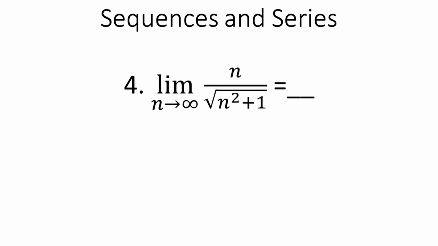Question number 4. Limit n tends to infinity n by square root of n square plus 1. So in this type of problem we can cancel the highest powers of n if it is possible. Then applying limit n tends to infinity, we will get the answer 1.